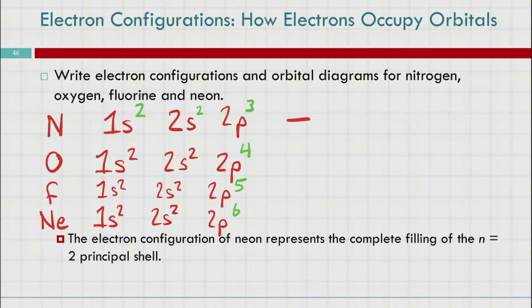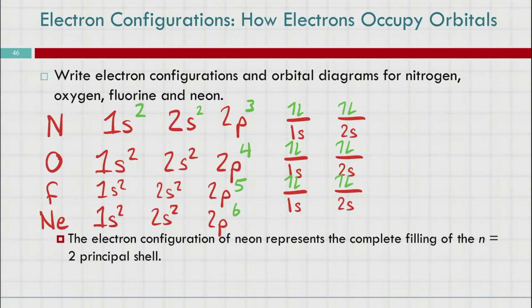And our orbital diagrams are going to look very similar for these. For our 1s and our 2s, those are both going to be filled up and down for all 4 of these. So we'll just sloppily copy and paste those so that we can get on to the good stuff.